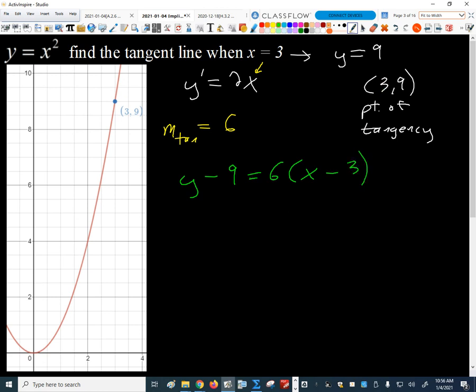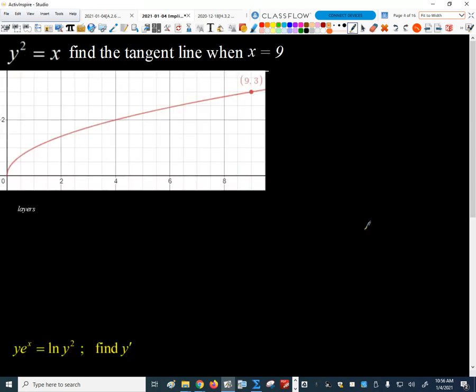If I want to put that in slope-intercept form, we can do that. No big deal. Easy, right? We can do that stuff. Now, how about this one, though? A little different.